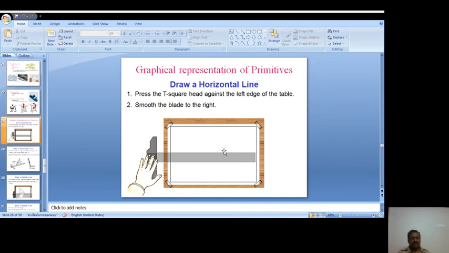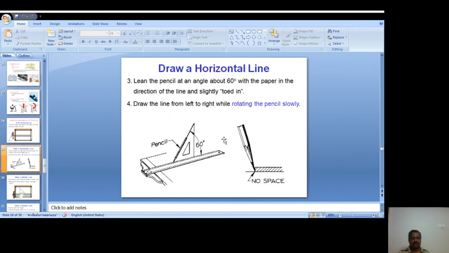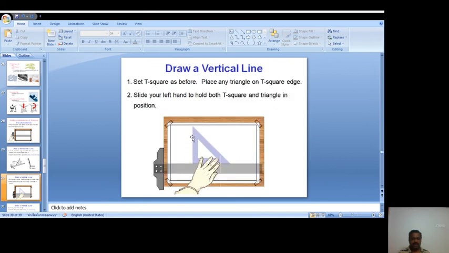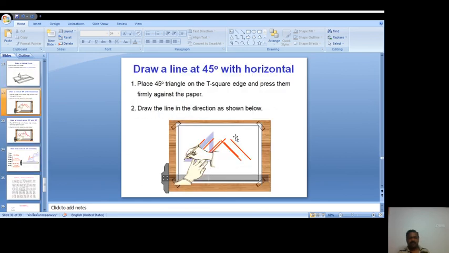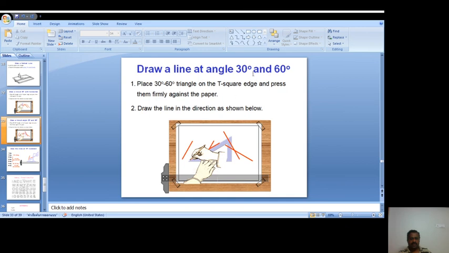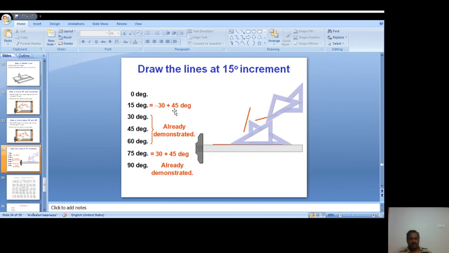Using the scale, T square and set square, you can draw horizontal lines, and also vertical lines. You can draw angles using the set square and the T square. In the same way you can do 30 degree and 60 degree angles with the T square, as well as with the other set square. You can also do 15 degree, 30 degree, 45 degree and 75 degree angles.